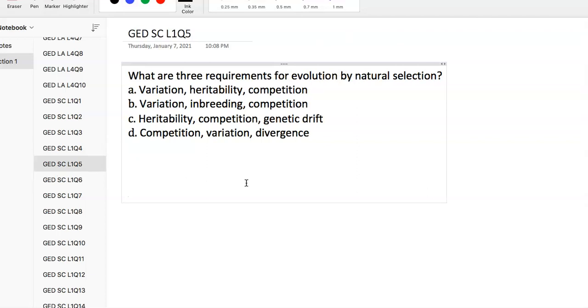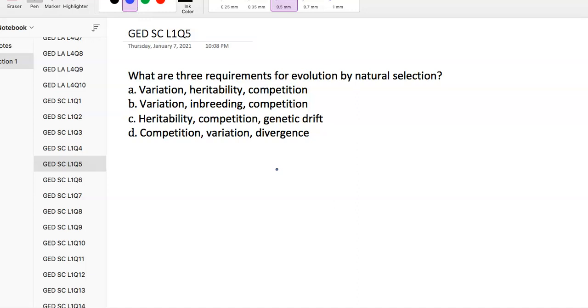Q5. What are 3 requirements for evolution by natural selection? So again, we go back to this natural selection, right? And so if you're thinking about what the most important concepts are, already 2 of the first 5 are natural selection. So making sure that you really have the concept of natural selection down in your mind will help a lot. It's going to come up at least once, if not twice, on the test.